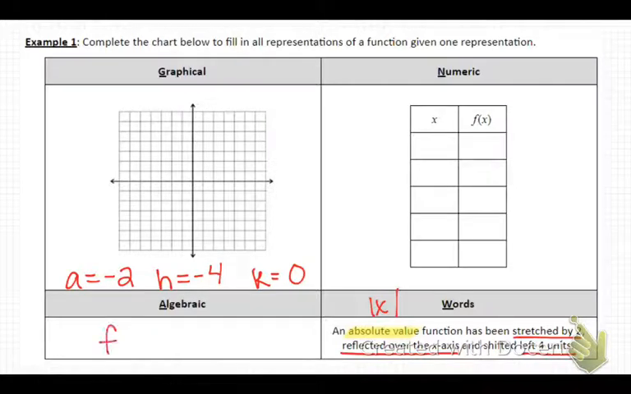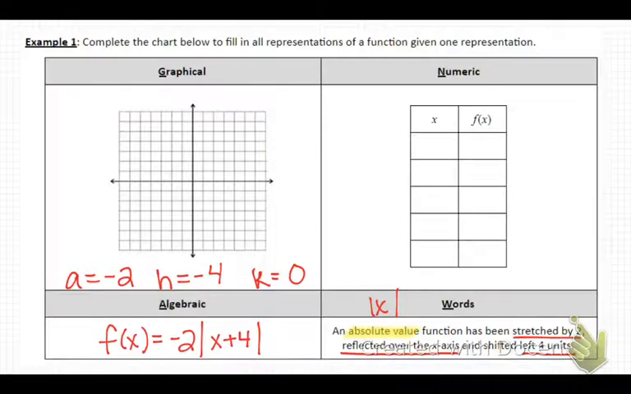I have f of x equals what? Negative 2. Then what? Okay, absolute value sign. x plus 4. And then that's it. Okay, so we answered the first part of this question. What can we do next? Yeah, the table and the graph. We're going to kind of do that simultaneously, okay?